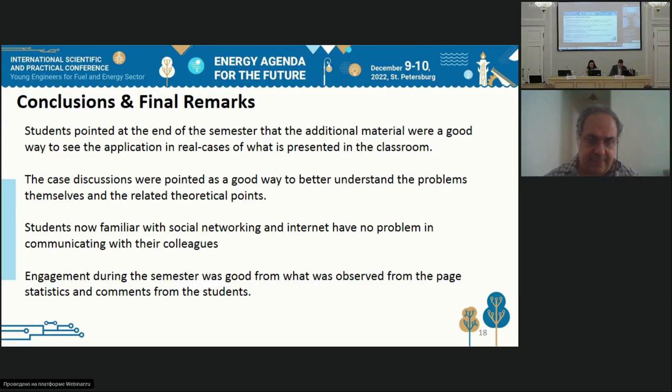And the page statistics, so the social network too, they have a statistic so I can see how many people engage with the page. I can see how many people read the comments, and even I can see how many people from outside the classroom could see what was going on on this page.